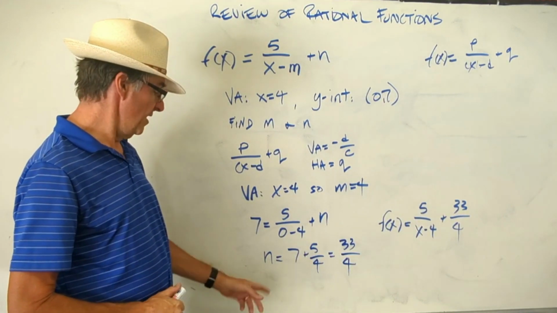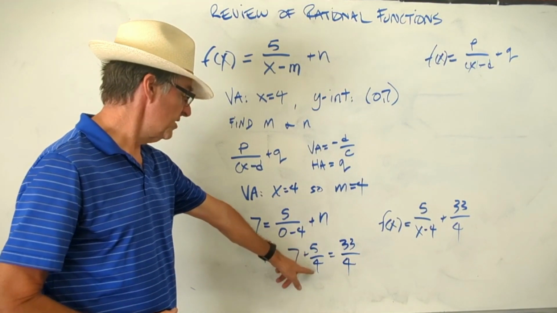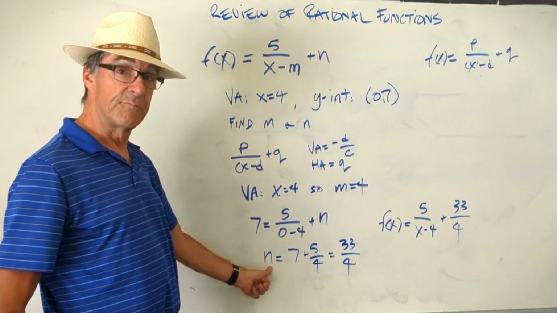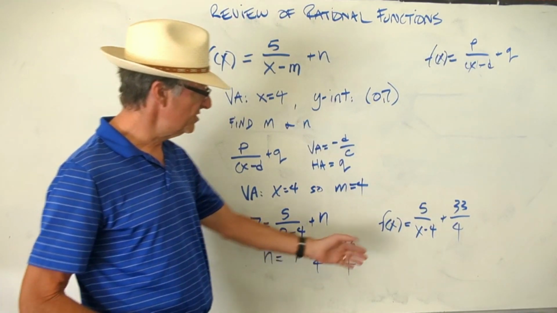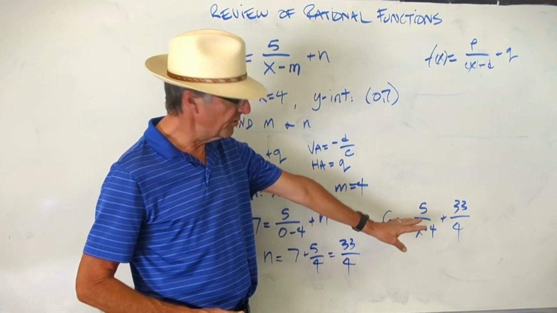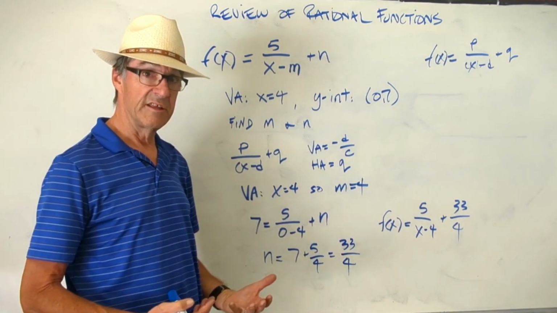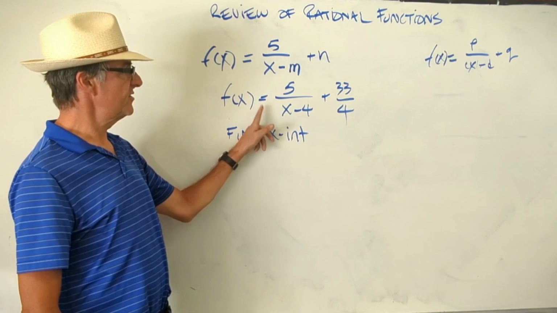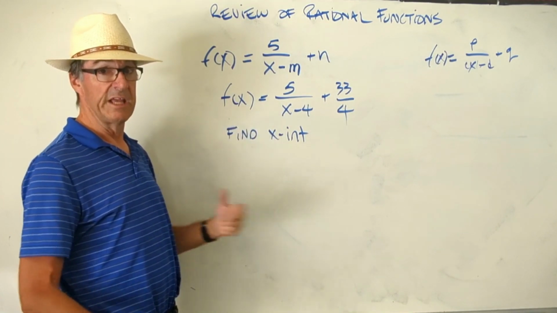So doing my math, I end up with 7 plus 5/4, which is 33 over 4, so that's my n. And then of course, if prompted, I would need to write my full equation, which indeed would be that. Not a pretty equation, but perfectly valid. One last prompt with this equation. Here it is. Here's our new equation that we got by finding m and n.